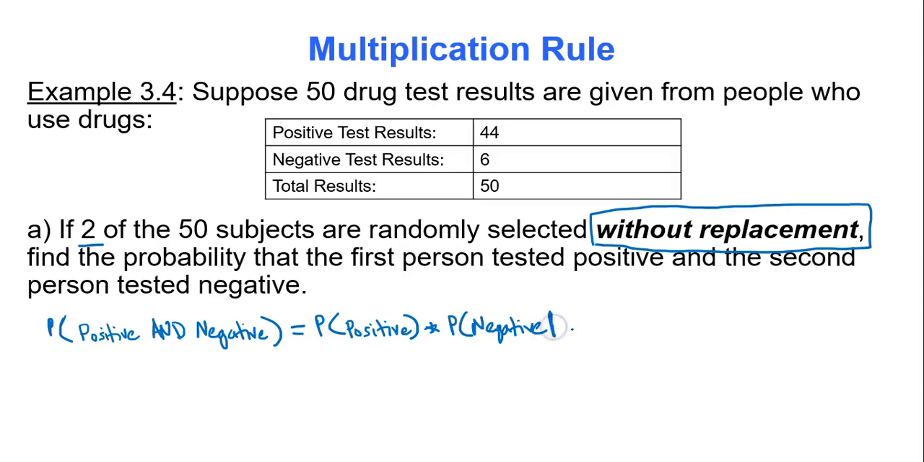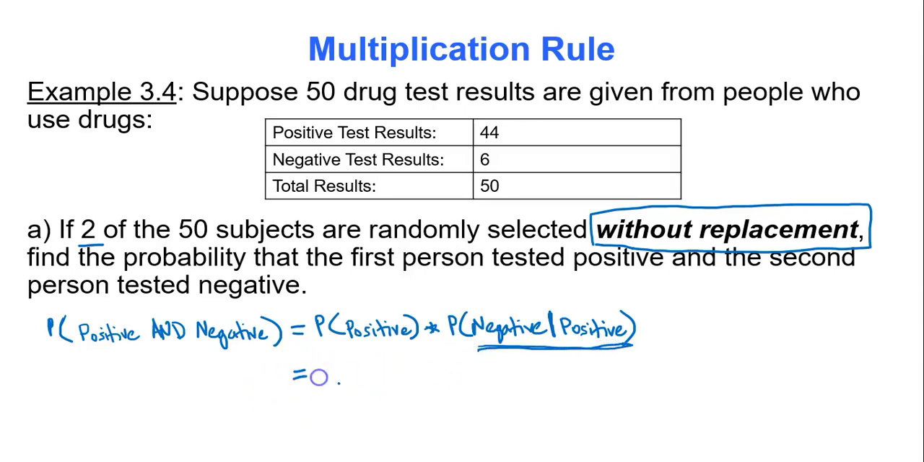Given that the first result was positive. Remember, without replacement, so that means we're going to have fewer test results to pick from. So the probability that you get a positive on the first pool times the probability you get a negative on the second pool, given that you had that positive pool on the first draw.